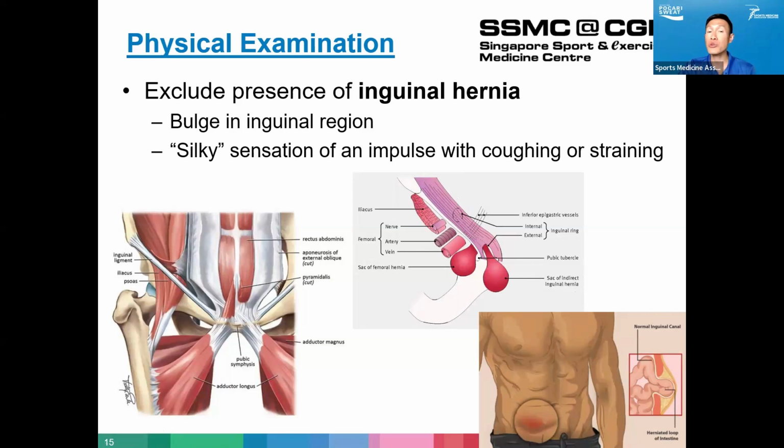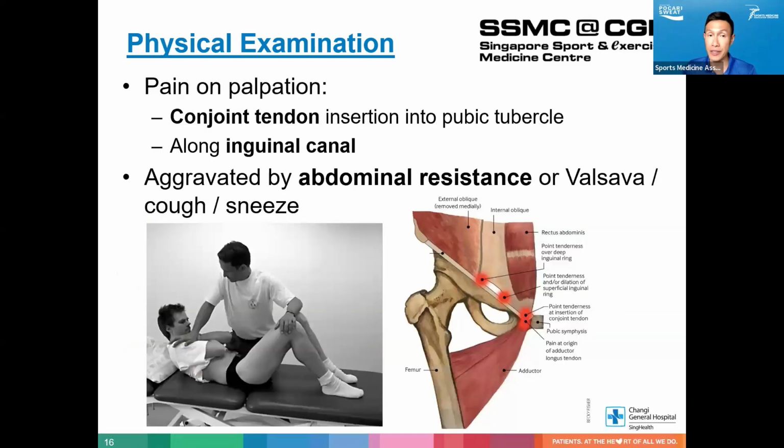So first and foremost, make sure that it's not an inguinal hernia, because that can be fixed with surgery, quite straightforward, and there'll be less delay to the patient's downtime, or return to play. You can go back to sport much faster. So exclude that first.